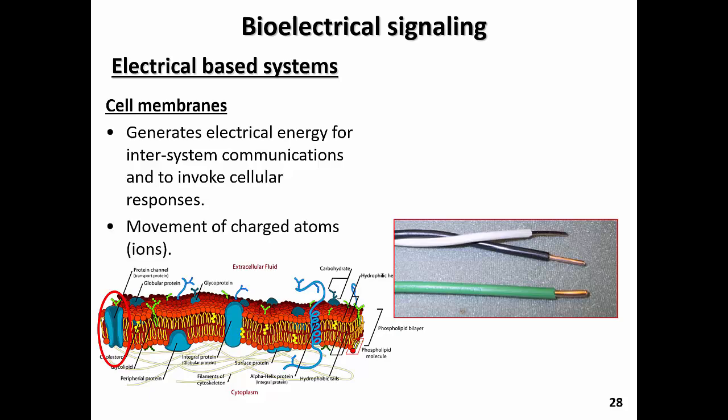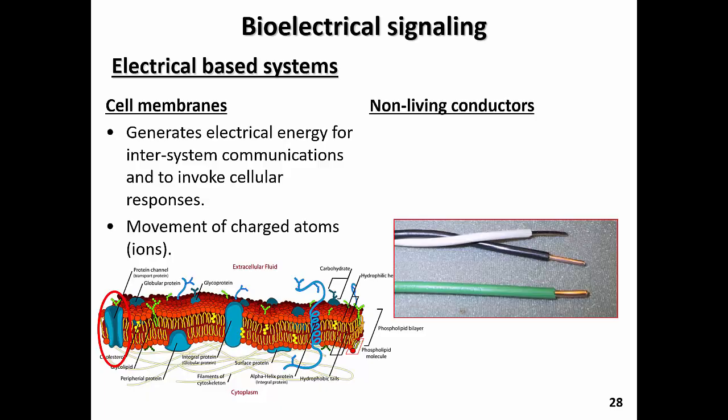And the fundamental mechanism for bioelectrical events comes from the movement of charged atoms or ions. And when those ions move from inside the cell to the outside or the outside to the inside of the cell, it changes the electrical environment on both sides of the membrane. And that's the key event for how neurons communicate inside the neuron, and that will eventually lead to communication between neurons or between a neuron and another cell.